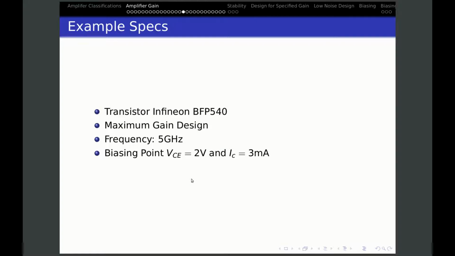In my example, I use specifications which are as following. I select an operating frequency of 5 gigahertz. I want maximum gain, and I choose a biasing point of my transistor to be VCE 2 volts and IC 3 milliamps. With the knowledge of the frequency and the biasing point, we can find the S parameters at this specific operational point for the BFP 540 transistor.